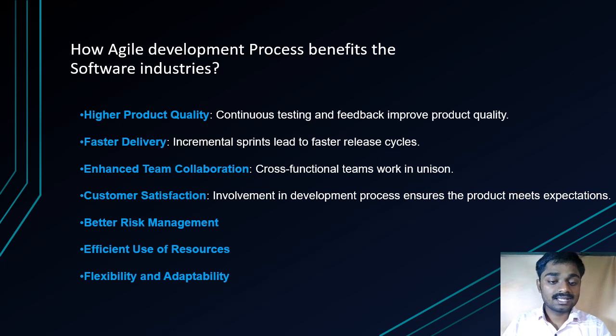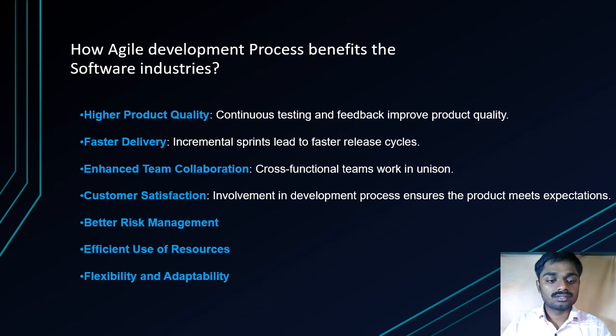And enhanced team collaboration. Cross-functional teams work in unison for customer satisfaction. In Agile, the customer is involved throughout the development process, providing regular feedback and input. This results in a product that more accurately reflects the customer requirements and expectations. Regular updates and demonstrations help ensure transparency and build trust with clients, fostering strong relationships.